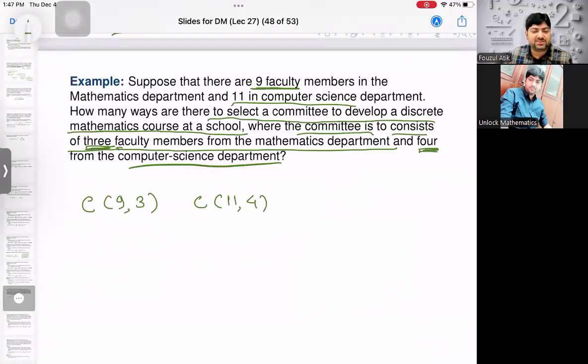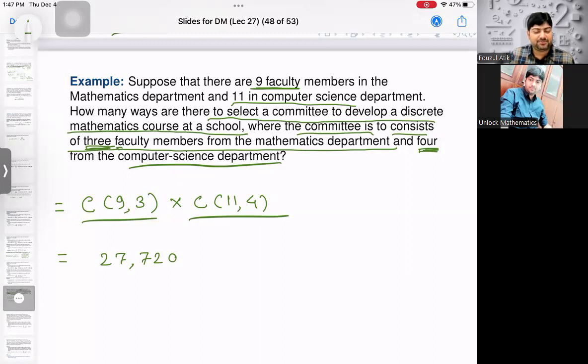Then how many total number of ways you can do that? So first task into the second task, that will give you the final answer. So this many ways you can select the committee, where there will be 3 members from mathematics faculty department and 4 members from computer science. So by product rule, C(9, 3) into C(11, 4) will be your answer. I hope you understood this problem. Easy. So once after your simplification, I think you will get the answer as 27,720. This will be your answer. You can simplify, you will get that. But I hope you understand this, right?